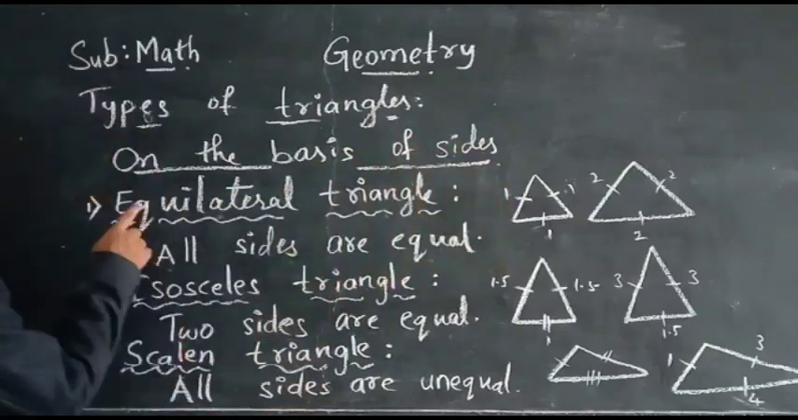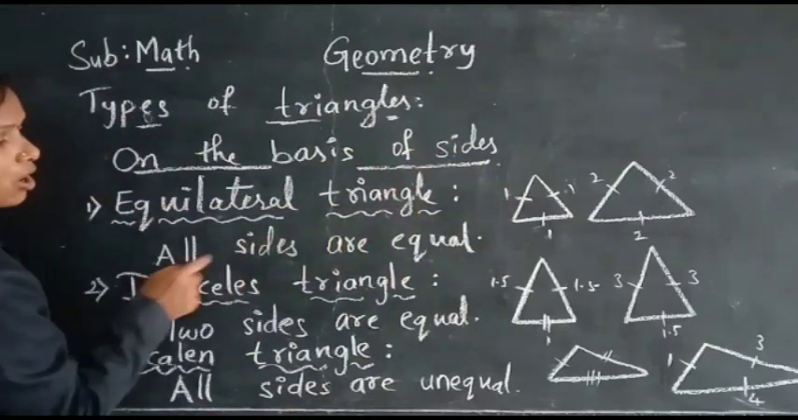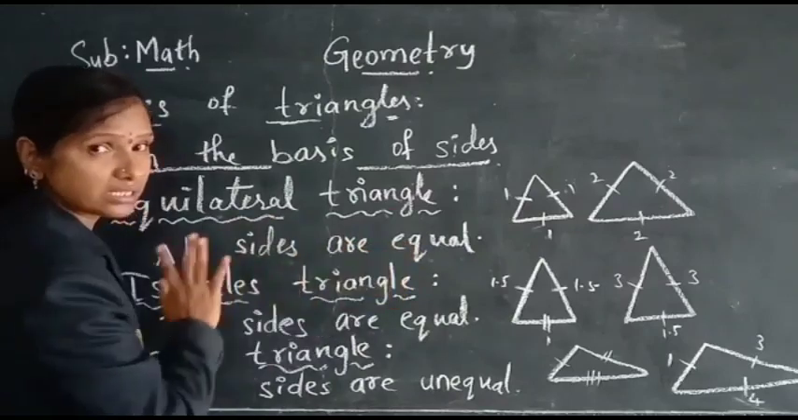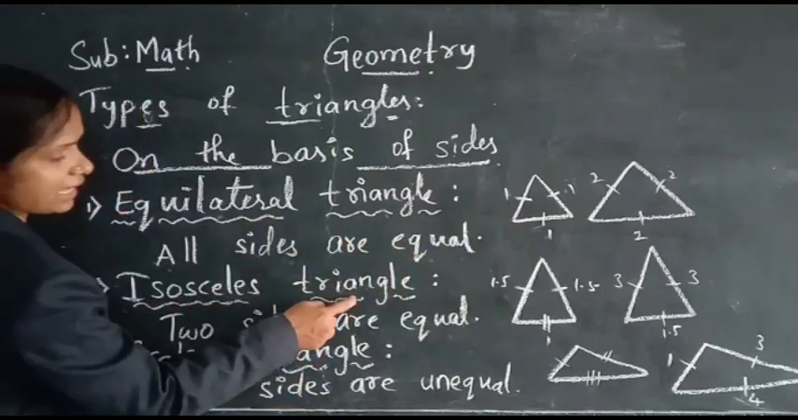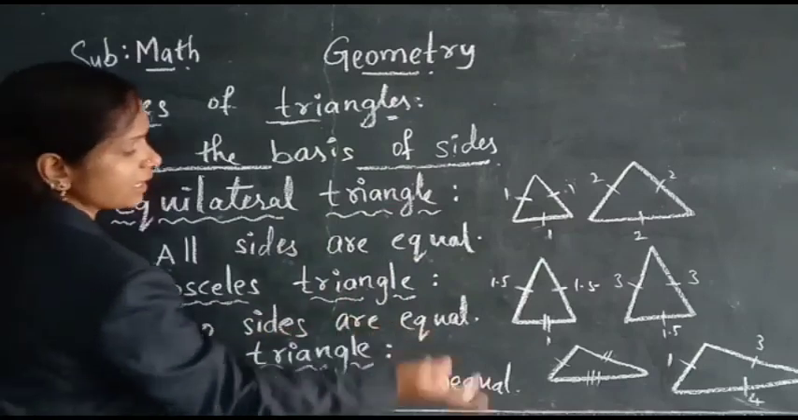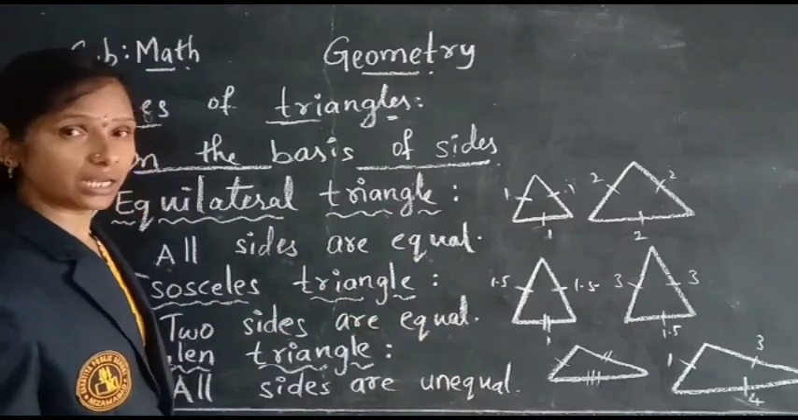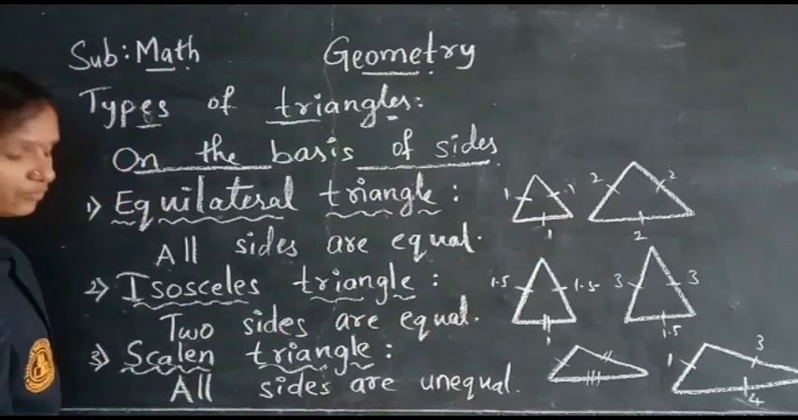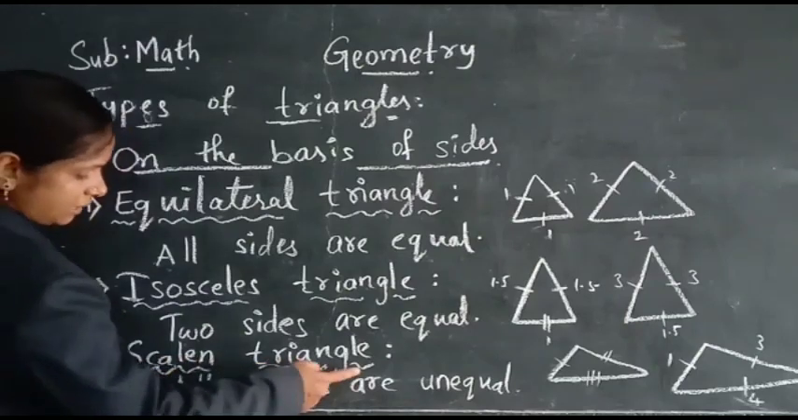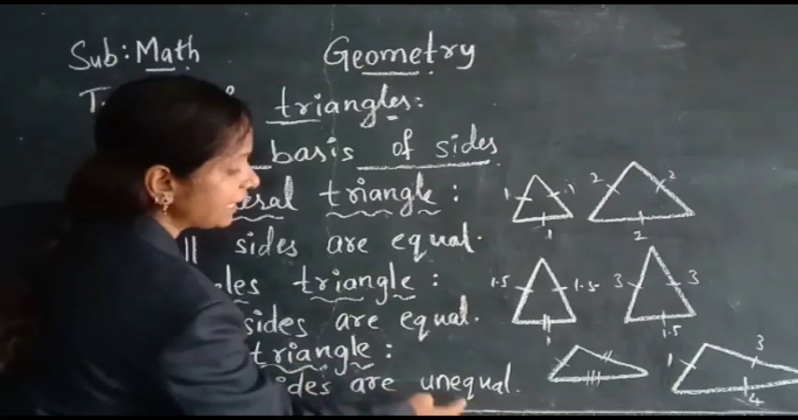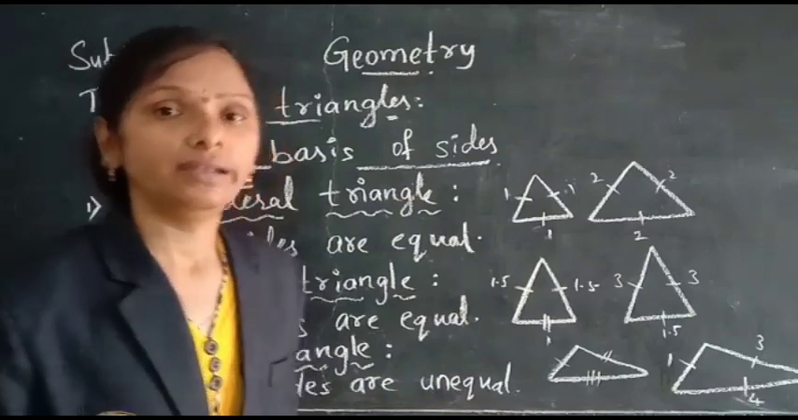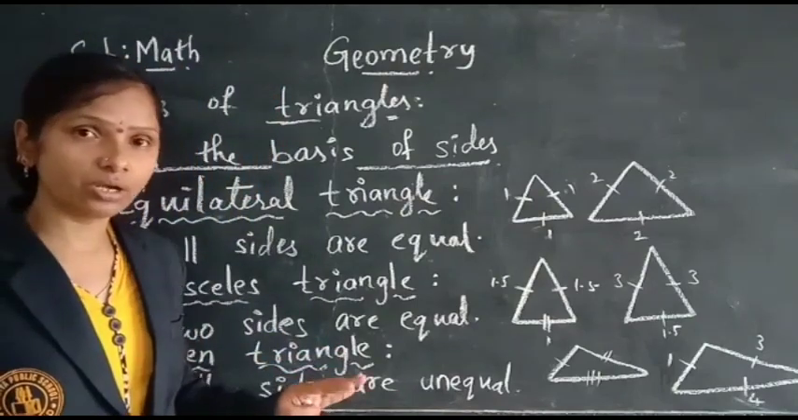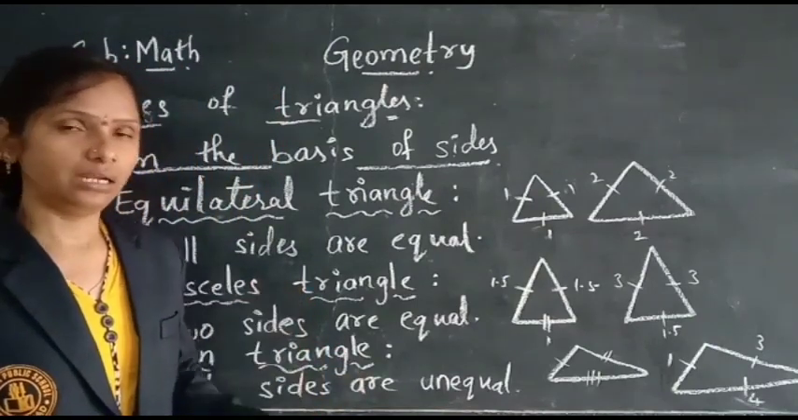Once again I am repeating, an equilateral triangle is nothing but all sides are equal. Now an isosceles triangle is nothing but any two sides are equal. Any two sides you can take as equal, and the third side is different. Now a scalene triangle is nothing but all sides are unequal, all sides are different. Whatever 3 sides you are taking, you should take as different lengths.